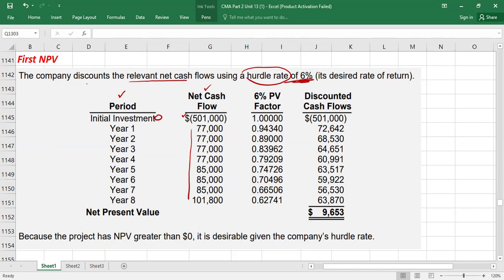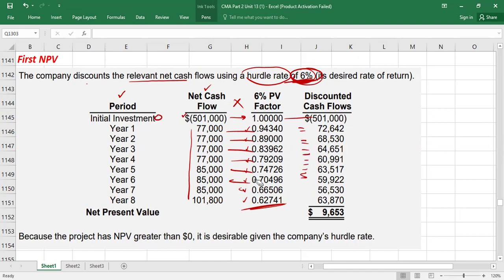And this discount rate is given. Once we have the net cash flows, we multiply by the discount factor at 6%. I told you, you go to the present value of $1 table, and from there at 6% you can find these factors. In year 0, it is always 1. Then year 1, 2, 3, 4, 5, 6, 7, 8. You can find this from the table. Actually, this is the original cost of capital, 6%. Once we multiply cash flows with the present value factor, you will get these values.